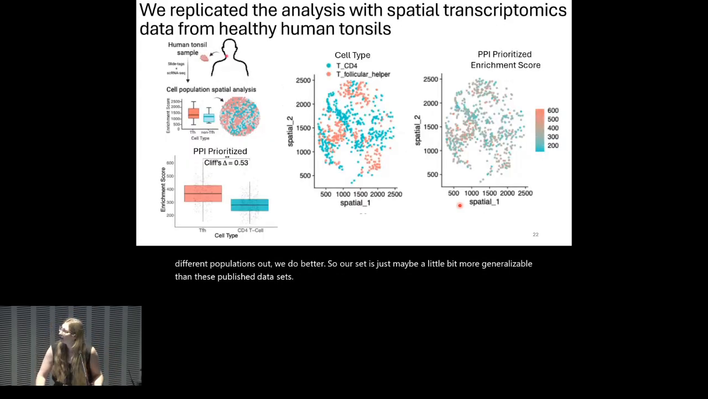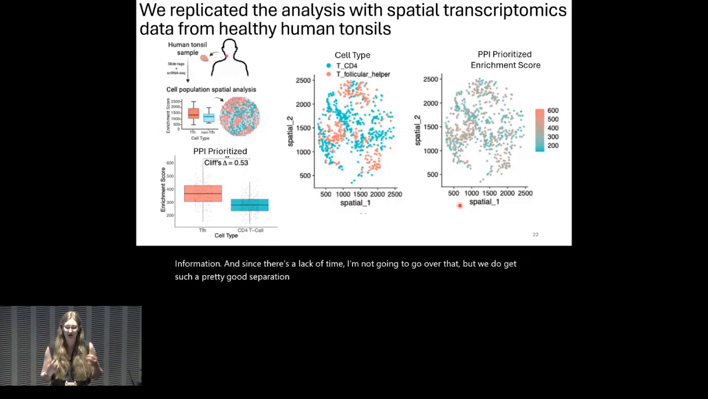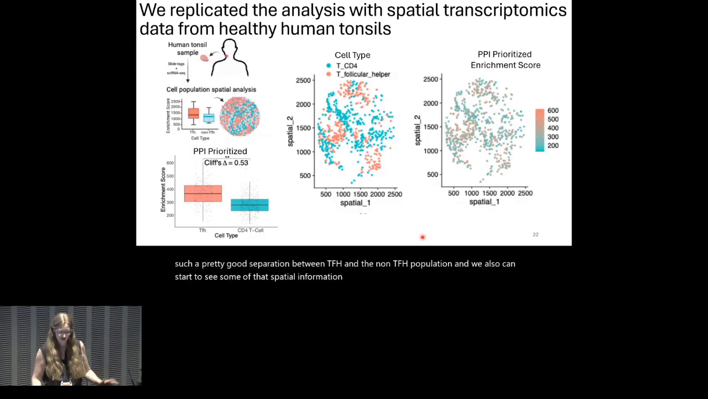We also repeated this with the spatial information, and since there's a lack of time, I'm not going to go over that, but we do get a pretty good separation between TFH and the non-TFH population, and we also can start to see some of that spatial information being incorporated.